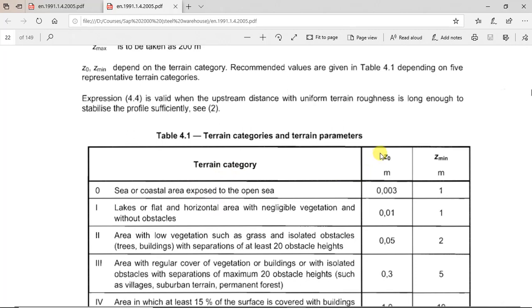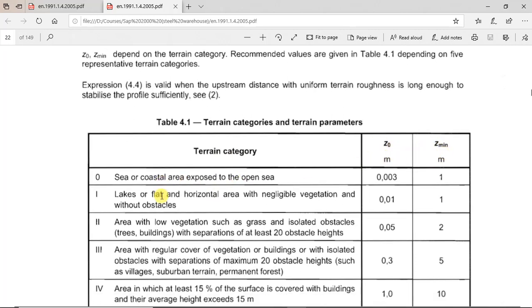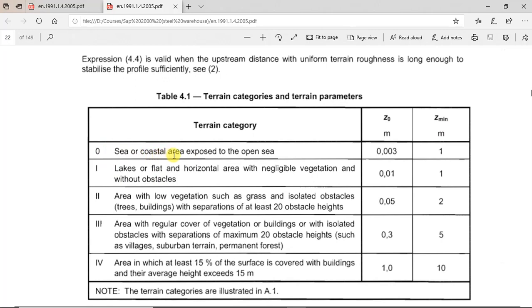Terrain categories, z0 in meters, and z_min. 0, sea or coastal area exposed to the open sea, z0 0.003 and z_min 1. 1, lakes or flat and horizontal area with negligible vegetation and without obstacles, z0 equals 0.01 and z_min equals 1. 2, area with low vegetation such as grass and isolated obstacles, z0 0.05 and z_min equals 2.